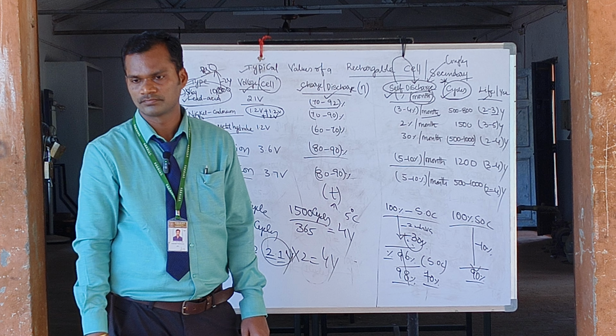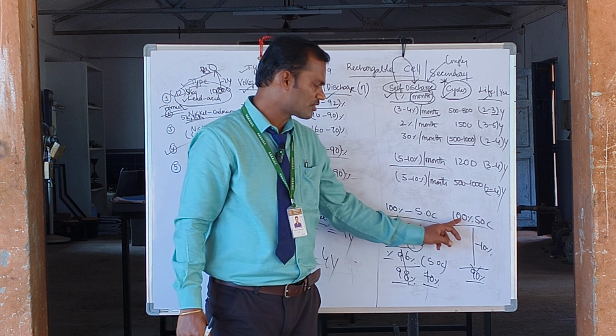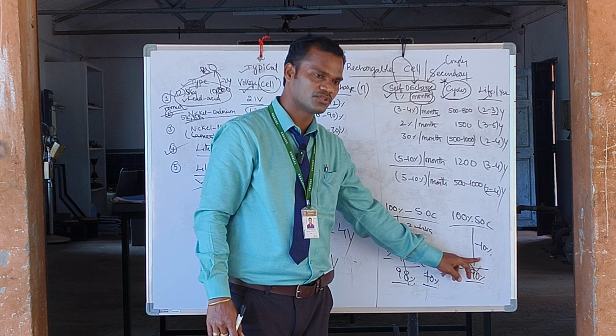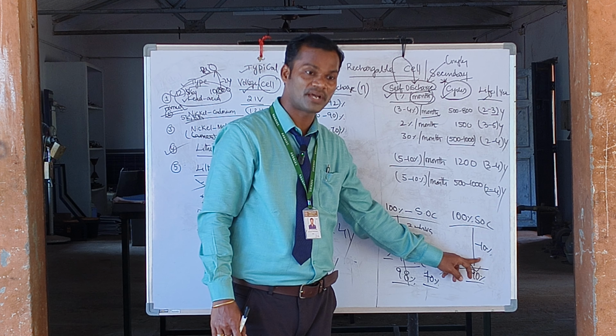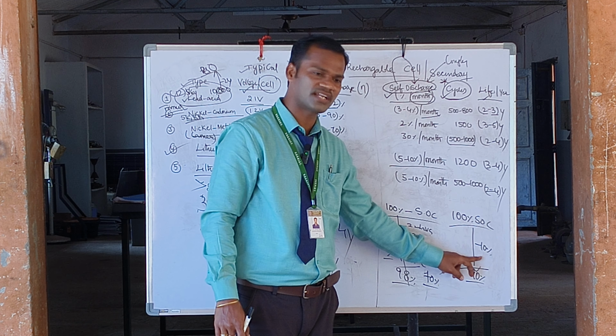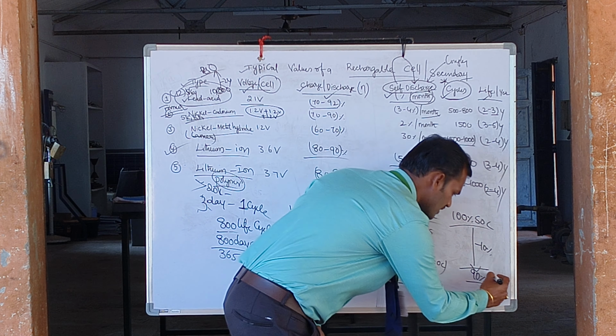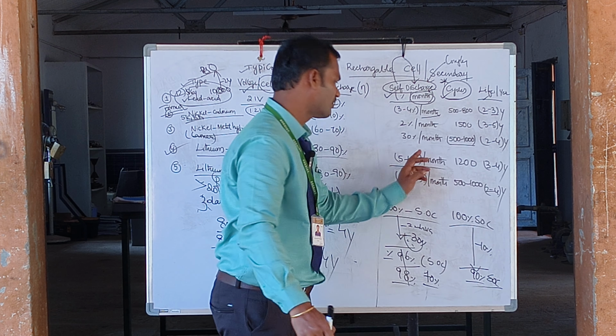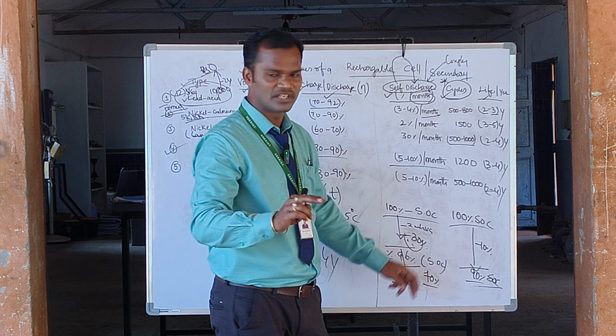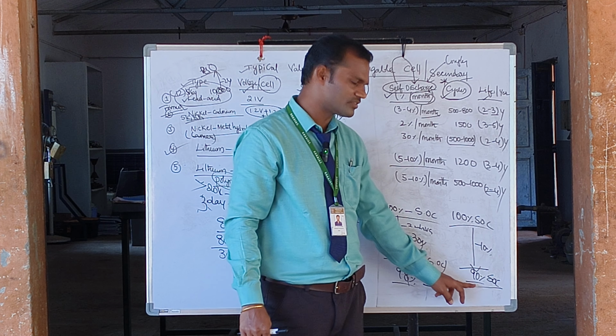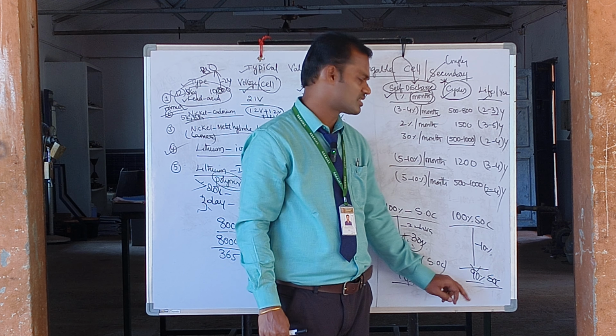So 100 minus 10%, therefore how much state of charge is available? 90%. So if you are buying a phone and you are not using it for 1 month, how much charging is lost? Minus 10%. 100 minus 10, 90% is the state of charge available in the mobile phone after how many months? 1 month. If you are not using it for 2 months, how much state of charge? 80% is the state of charge.